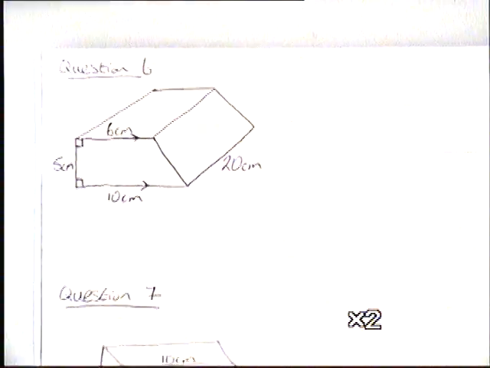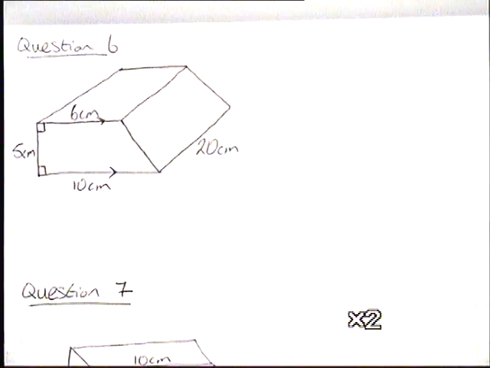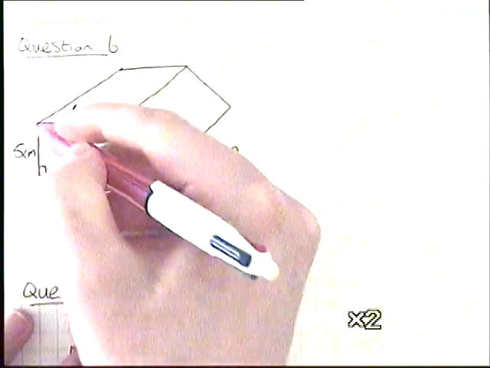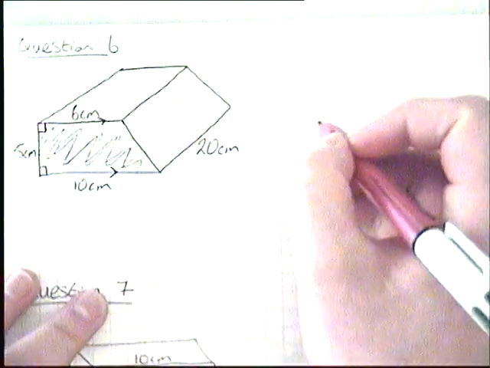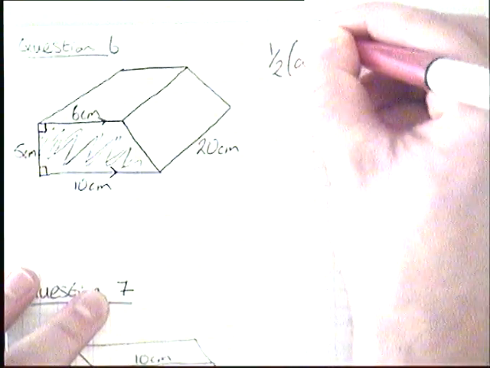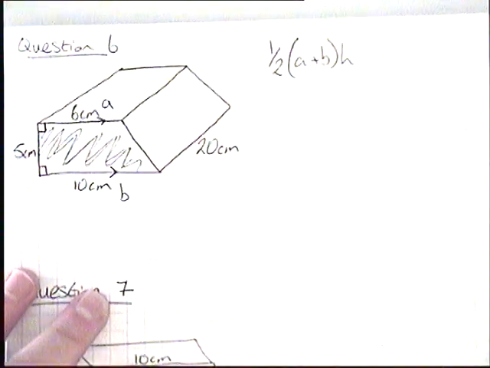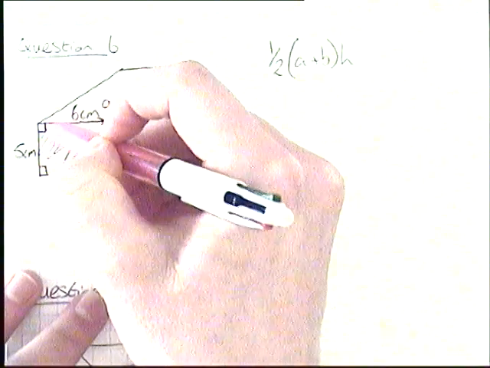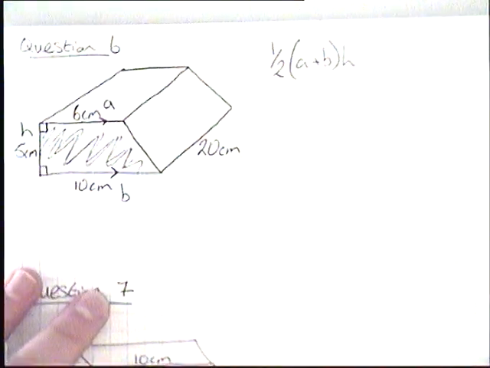Now, question 6. So our cross section this time is a trapezium. So the formula for the area of a trapezium is a half times a plus b times the height, where a and b are our two parallel sides. So 6 can be a and 10 we can call b. And the height is going to be how high our trapezium is. So 5 is going to be the height. And we can then substitute those values in.